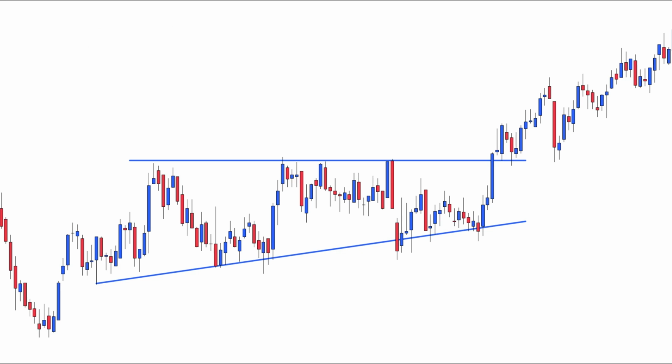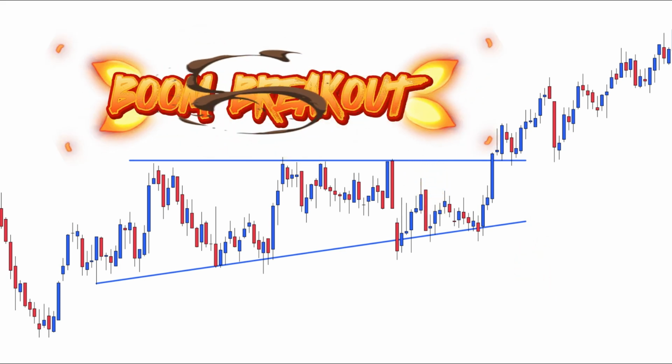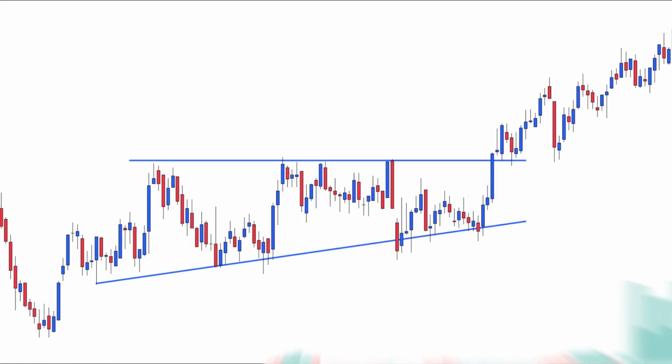As the price squeezes into this triangle, pressure builds. And once that resistance finally breaks, price breaks above resistance with high volume. Boom! We often see a sharp breakout to the upside. Statistically, ascending triangles break upwards about 70% of the time in a bullish market. But remember, volume confirmation is key. Notice the spike in volume during the breakout? That's a sign of strong buying momentum backing the move.